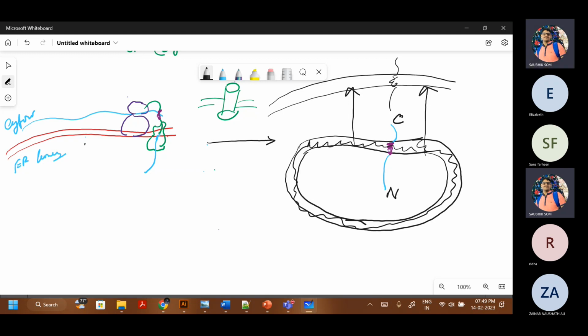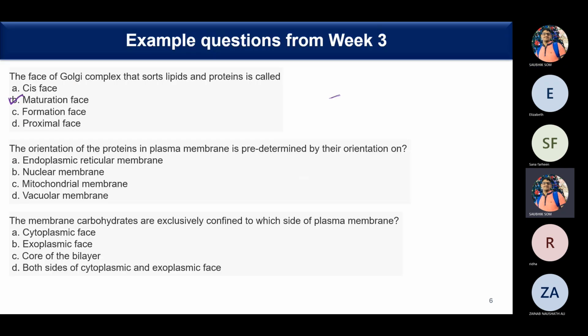And there are other mechanisms where the proteins can also be put inside in the opposite direction. It will not be synthesized in the opposite direction, but it will be put inside in the opposite direction. Like if there is C and this will be N, then also it will go and bind there. So the question was that the orientation of the proteins in plasmids is predetermined by their orientation in the endoplasmic reticulum. If it is oriented C to N in the endoplasmic reticulum, its orientation will be C to N. If it is N to C, then it will be N to C. Right? So like that.